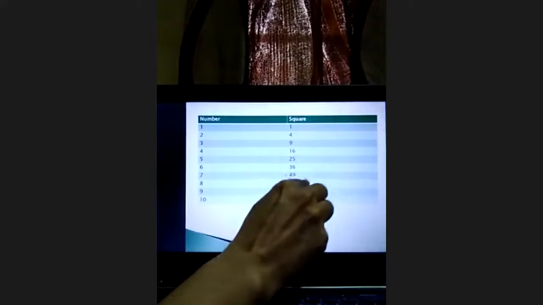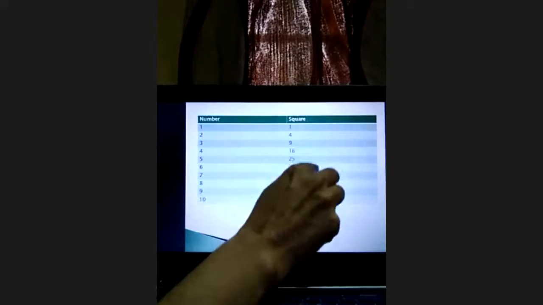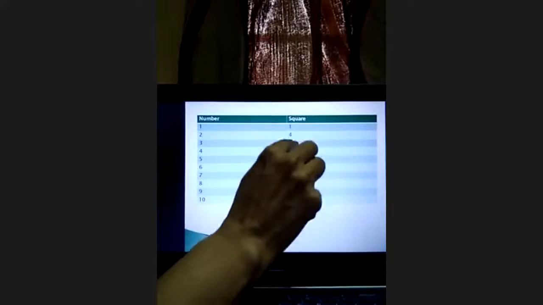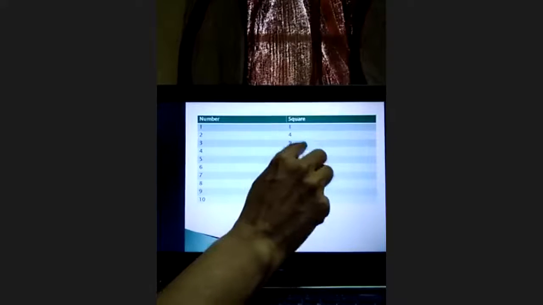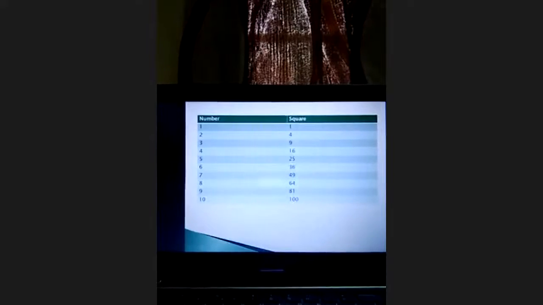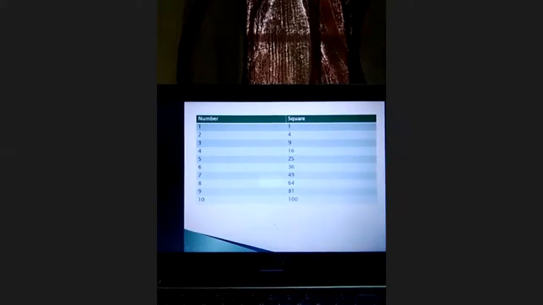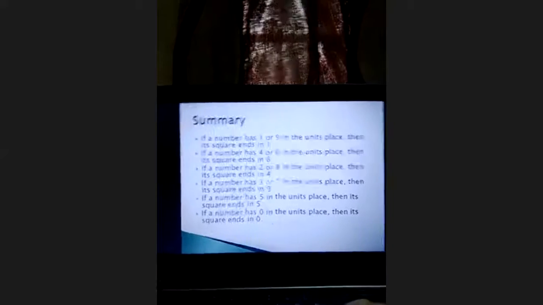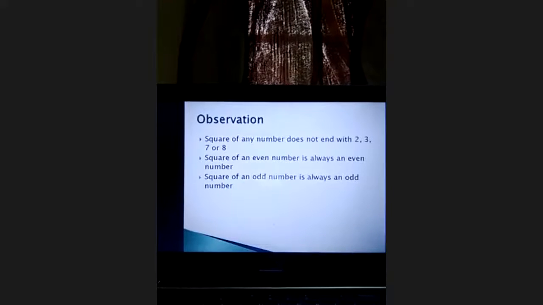1 is here, then 1 came again at the end. 4 is here, then 64. 9 is here, then 49. 6 is here, 6 means a curve is forming. 6 and 36, 9 and 49, 4 and 64, 1 and 81. Not even a single square is ending with 2, 3, 7 and 8. Means our observation is if a number is ending with 2, 3, 7 and 8, it is not a perfect square.